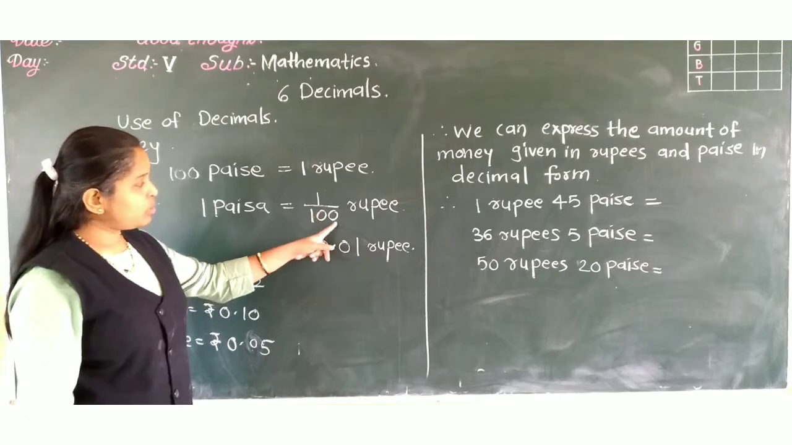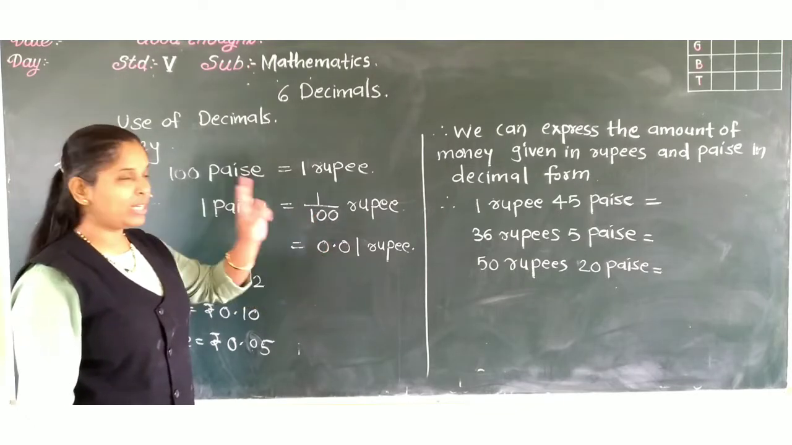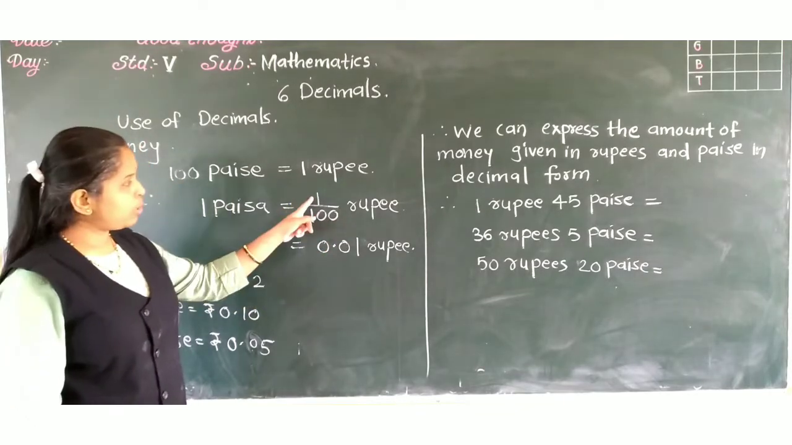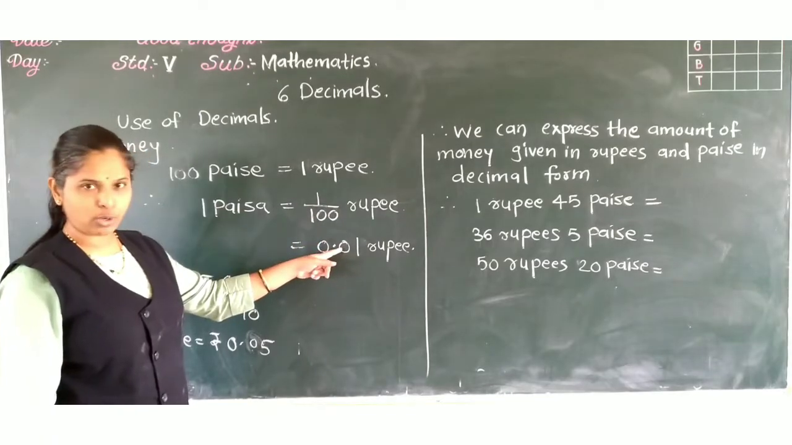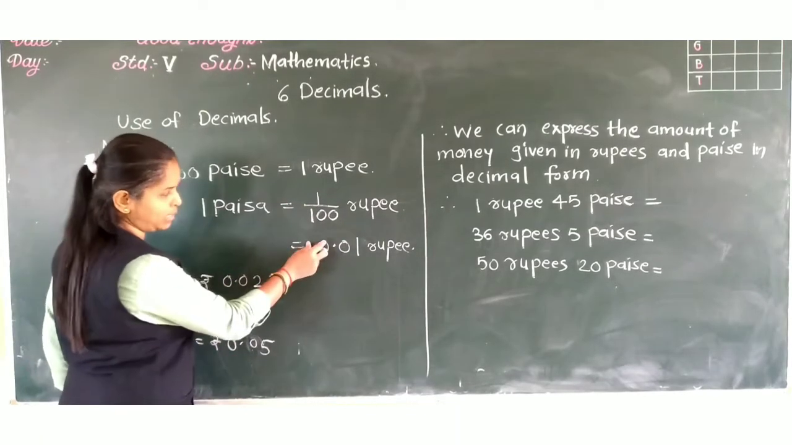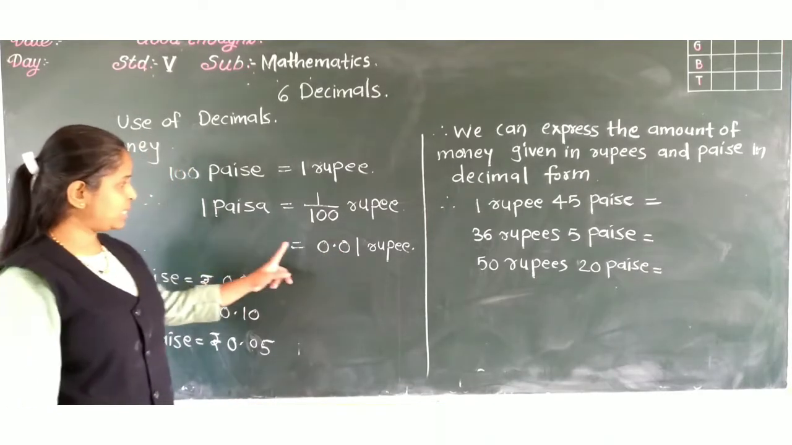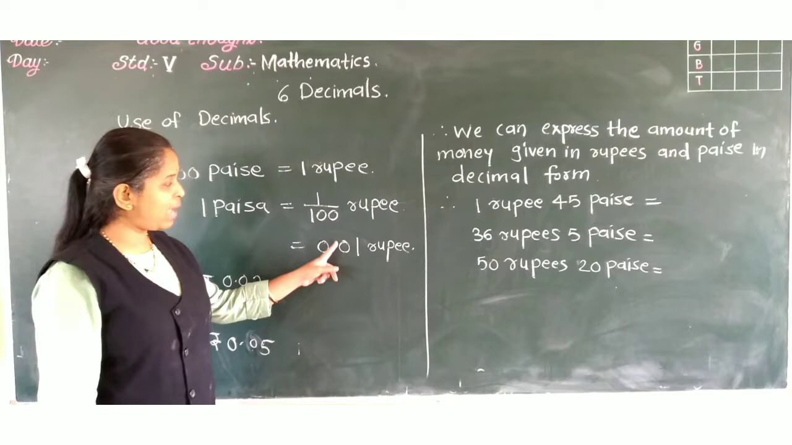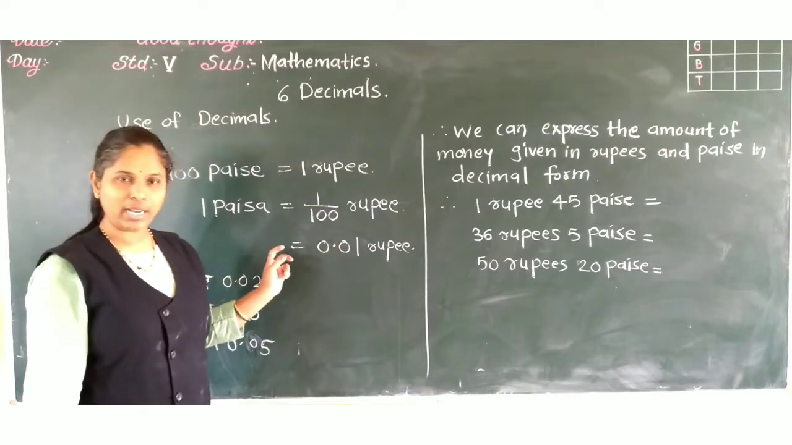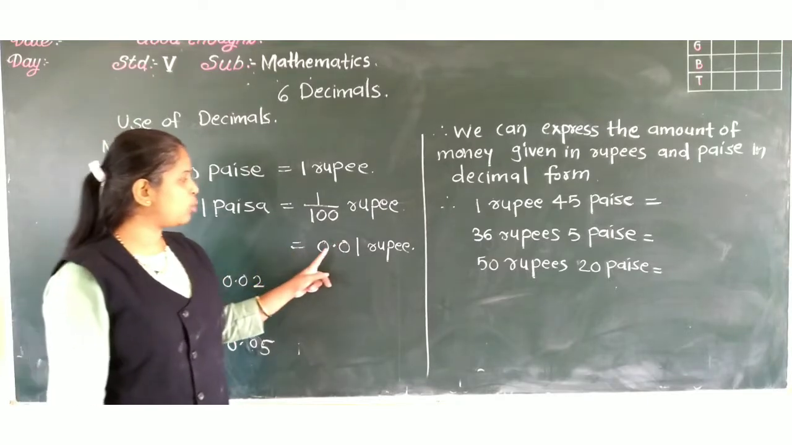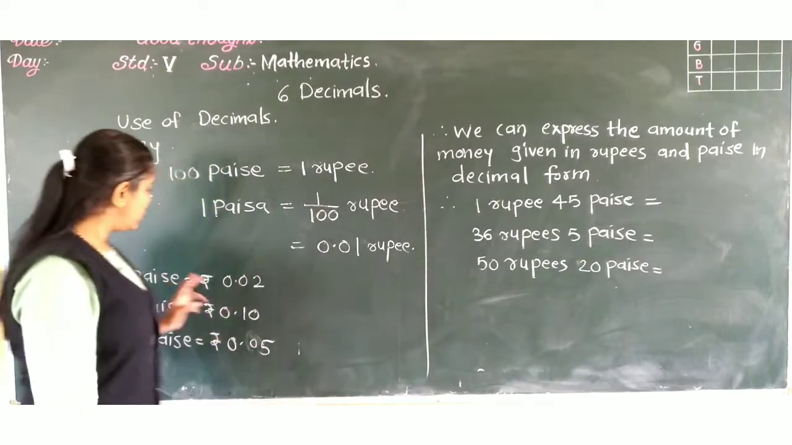See, downside there are 2 zeros. So, after the decimal, how many digits should be there? 2. But here only 1 is there. So, before that, 0, right. So, answer, whole part 0. 0.01 rupee. Correct? 1 paisa. So, here see, we have used the decimal. That means 1 paisa means 0.01 rupee.